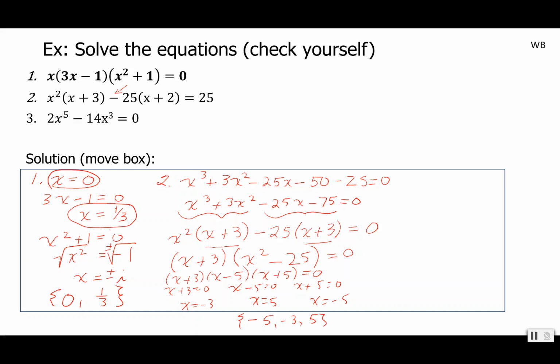Let's look at example number 3. It's a little tight on space, so I'm going to draw a line right here so we can separate these problems. All right, so in number 3, we have 2x to the 5th minus 14x cubed equals 0. We only have two terms here, but you can't just start isolating things. We've got to first see if we can factor anything.